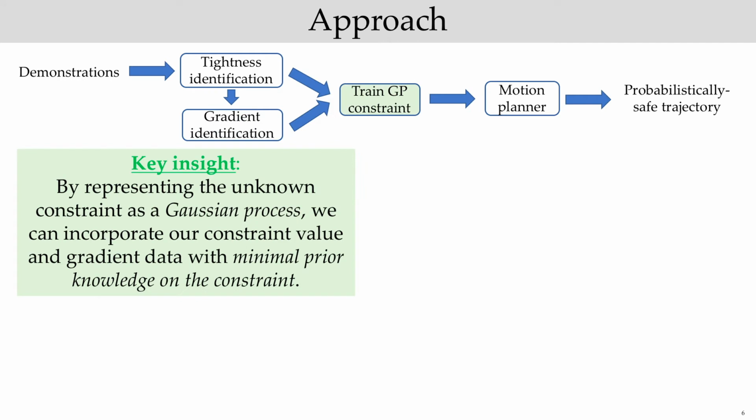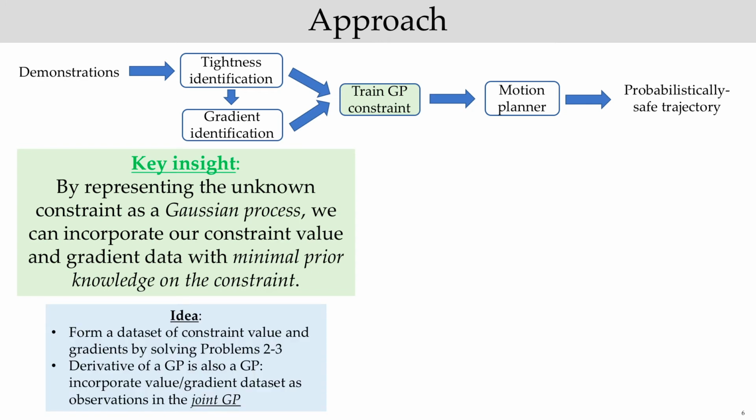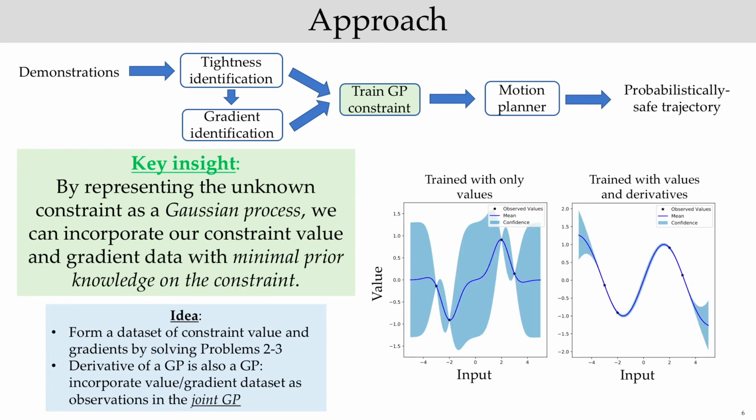Then, our core insight is that the KKT-derived information on the constraint values and gradients can be directly incorporated into a Gaussian process, which are flexible function approximators that require minimal a priori knowledge on the underlying constraint. Since the derivative of a GP is also a GP, training a GP using the constraint value and gradient data is straightforward. Incorporating both the constraint value and gradient information is crucial for accurate constraint recovery with reasonable posterior uncertainties.